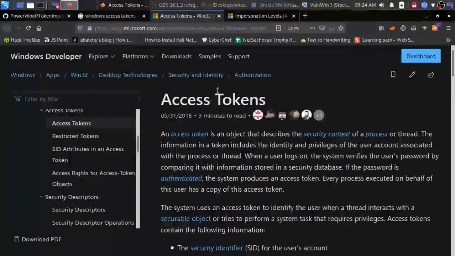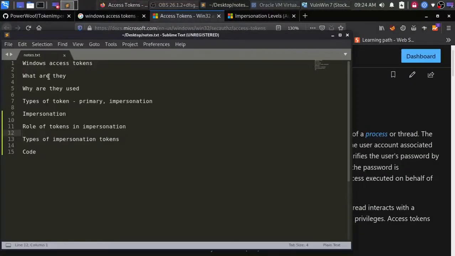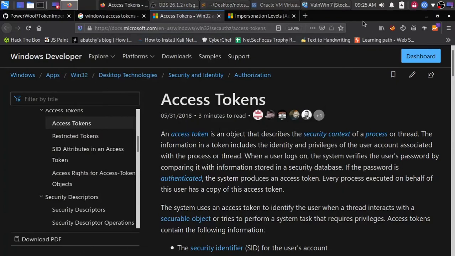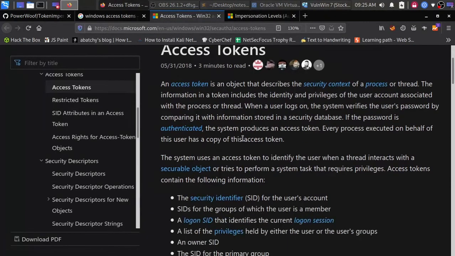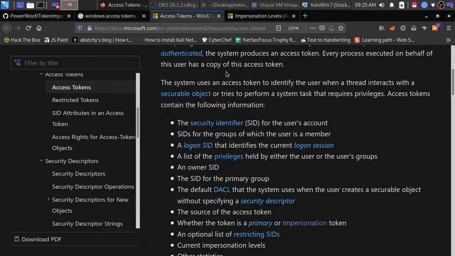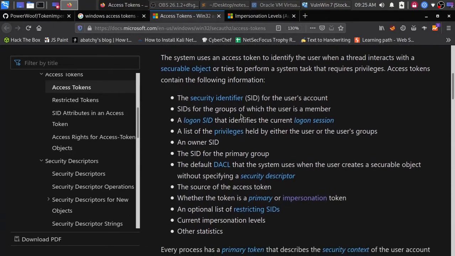So that is what access tokens are. What next thing do I have? Okay, why are they used? Well, as I said, whenever users log into their system, the system needs to know who is running the session, right? So access tokens do exactly that. In addition, they also contain the privileges and so on. So access tokens are very important to Windows. Linux does things a little differently, so this thing is unique to Windows.